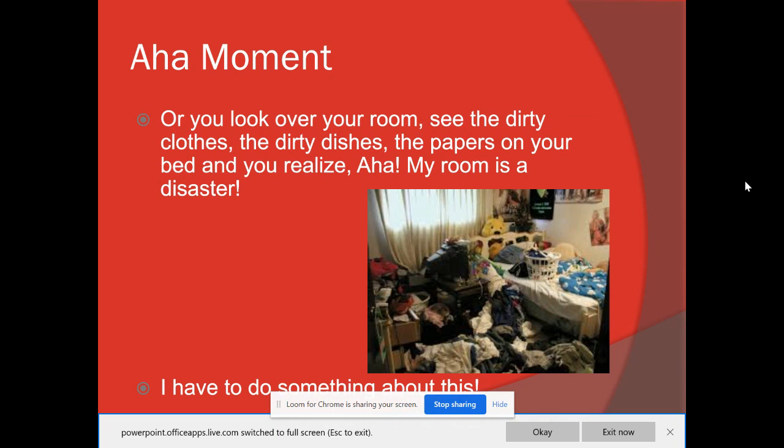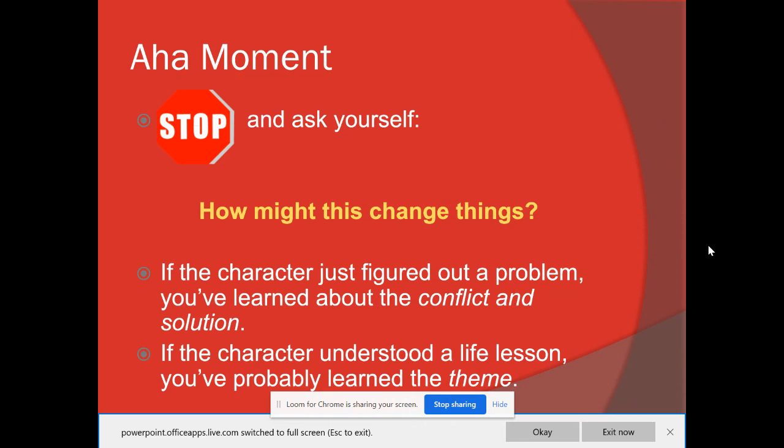Or for an example, sometimes you let your room get a little out of control. Maybe not to that level, but you do, and you're like, oh my gosh, it's time to clean. You just realize these certain things. So anytime that any of this happens and you see a situation like that in a book where a character is figuring something out and they finally have the light bulb moment, you stop and you ask yourself, how might this change things?